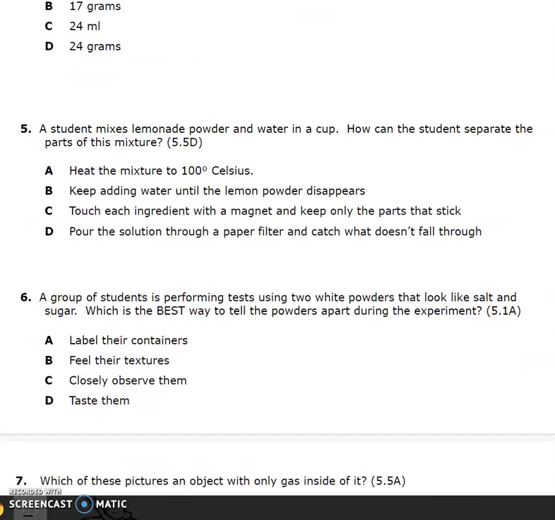Number 5. A student mixes lemonade powder and water in a cup. How can the student separate the parts of this mixture? A. Heat the mixture to 100 degrees Celsius. B. Keep adding water until the lemonade powder disappears. C. Touch each ingredient with a magnet and keep only the parts that stick. D. Pour the solution through a paper filter and catch what doesn't fall through.